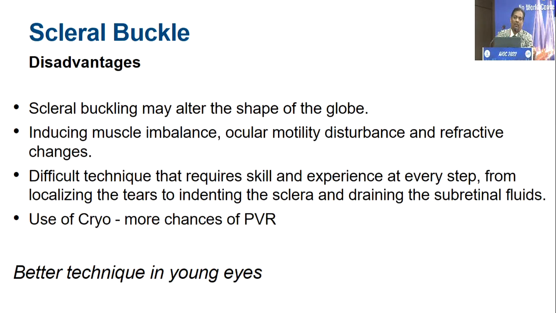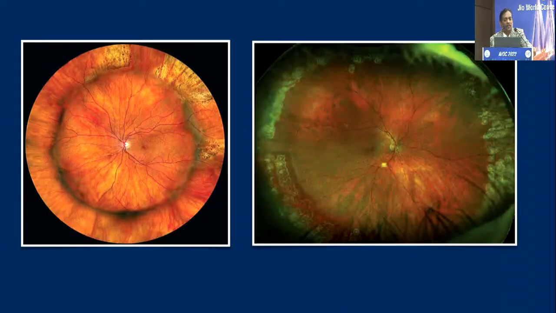The disadvantages: it alters the shape of the globe, and then it induces a refractive error and a difficult astigmatism for the patient. It can cause ocular motility disturbances, and overuse of cryo can lead to PVR. But come to us for any young guys, and all of us will blindly say that scleral buckle is the best thing to do as compared to a vitrectomy.